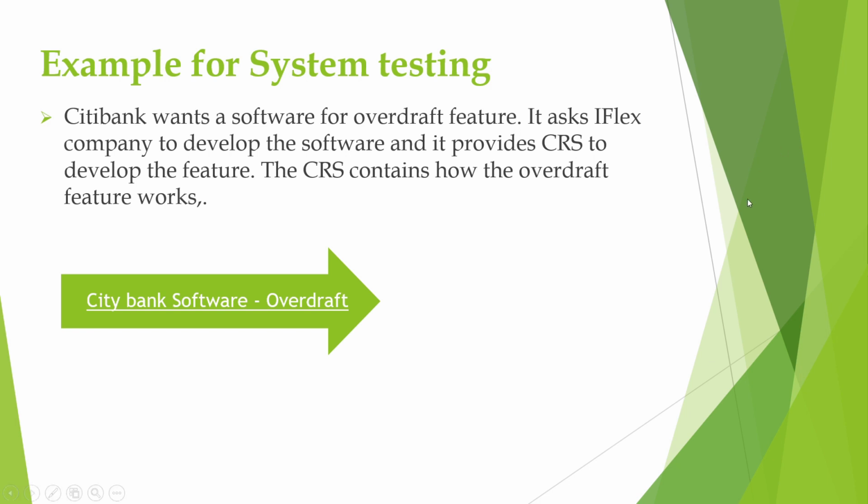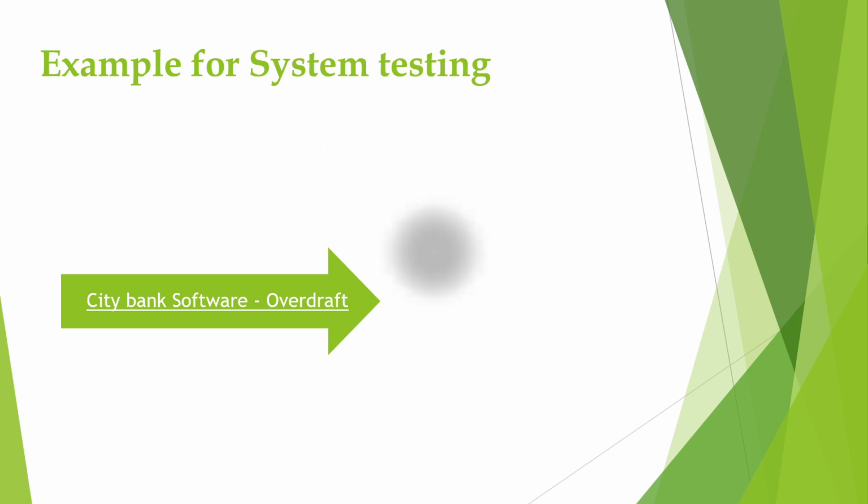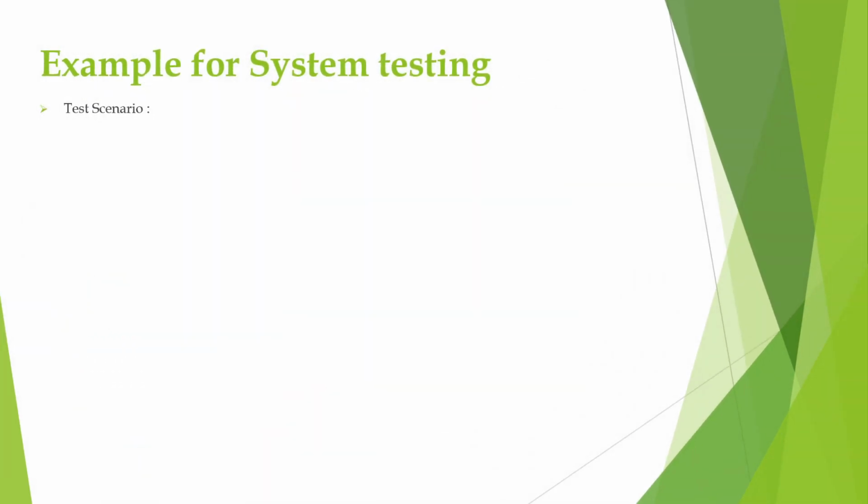We'll take a scenario where the customer wants an overdraft facility of rupees 20,000 and the manager will approve the same. Let us consider that the interest rate charged by Citibank is 2% and the activation fee for the first time is rupees 250. And if the customer is applying for the overdraft facility for the second time, then there will be no first time activation fee. There will be only interest of 2%. Now let us see how this system testing is done.